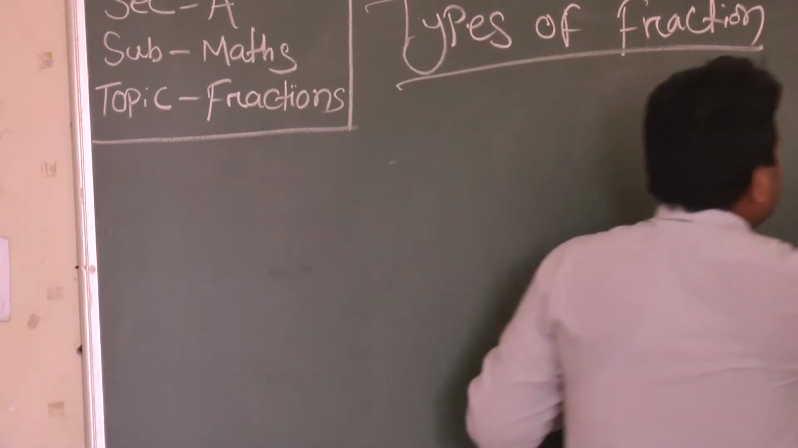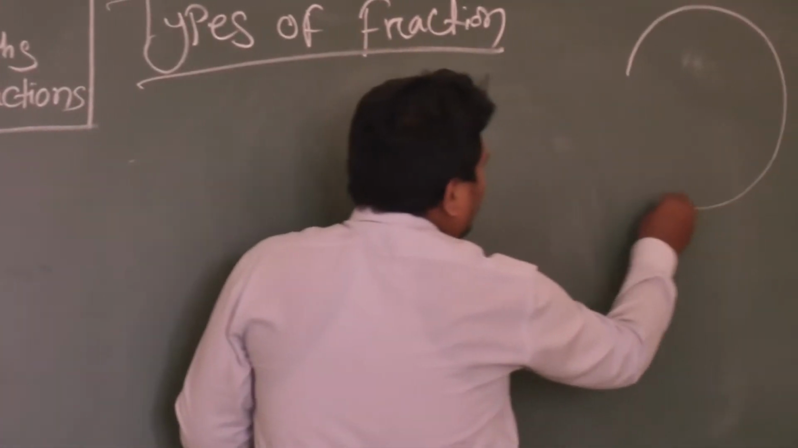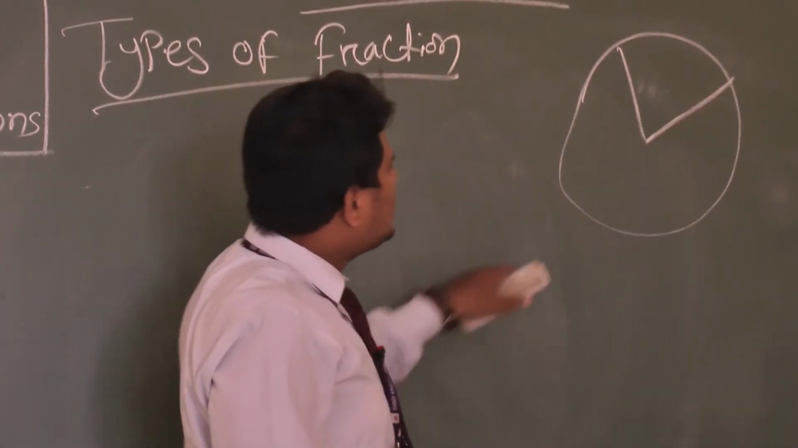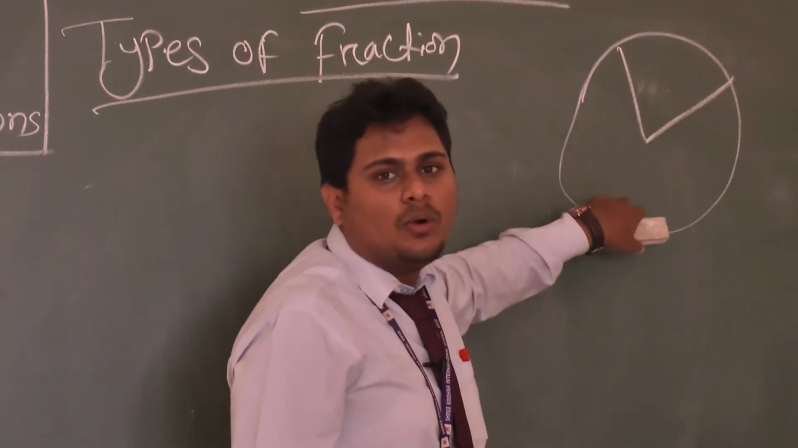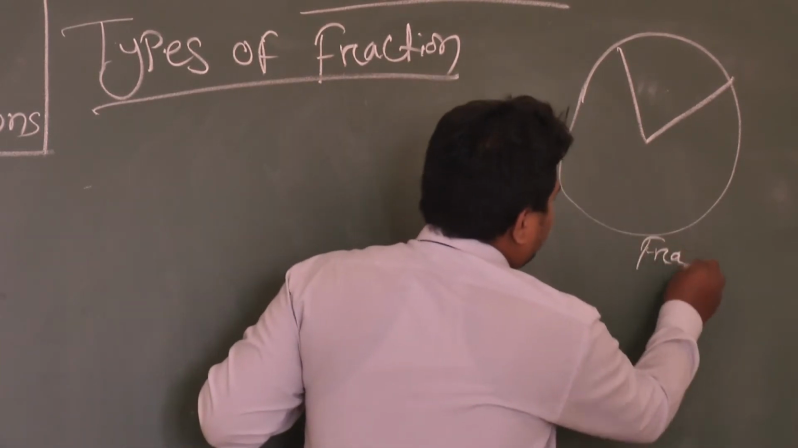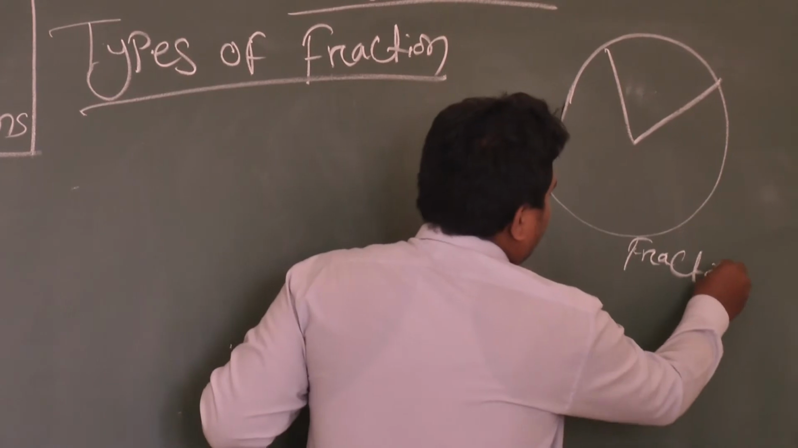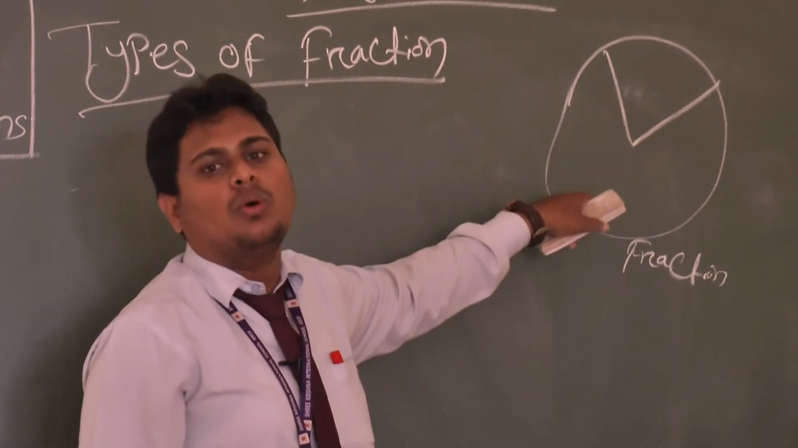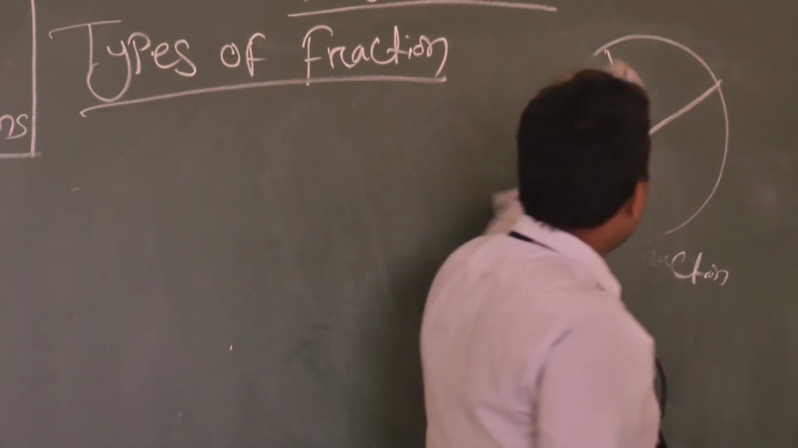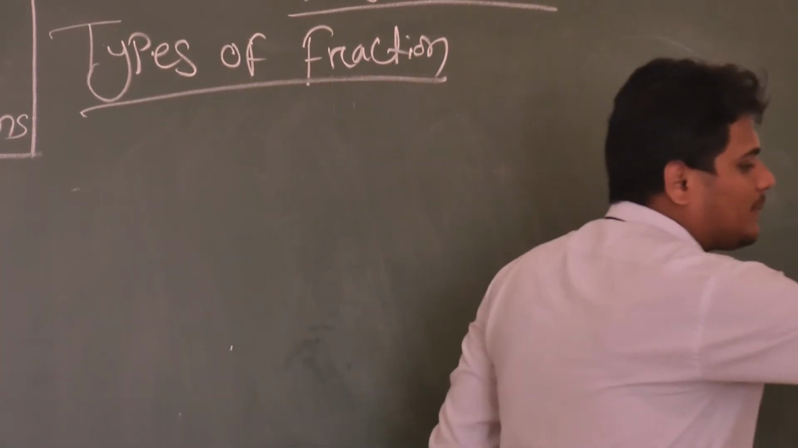Okay, a part of a whole, it is a whole. Part means that much. It means a part of a whole is known as fraction. If anyone asks what is fraction, you say, sir, fraction means a part of the whole. Okay, so now we will learn about the types of fraction.